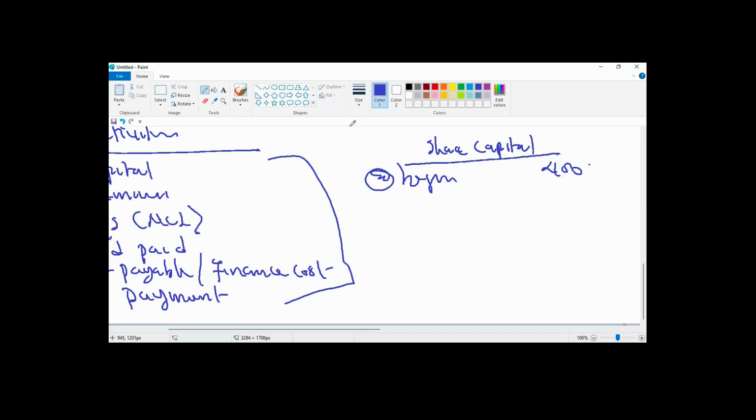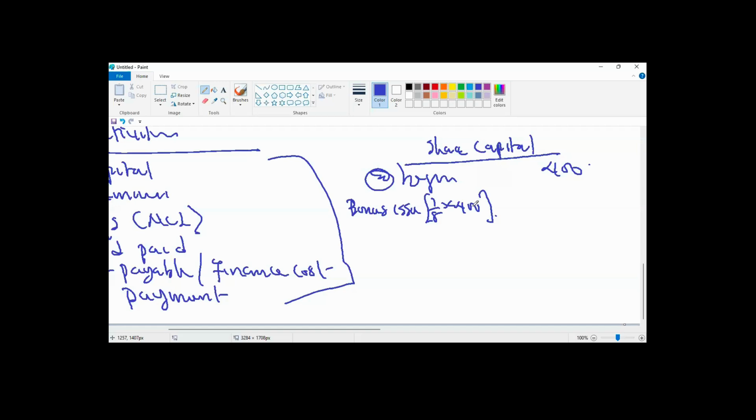1/8 times 400. That's 50. Don't forget, the bonus was given to existing shareholders without any payment, without any consideration in return. So is that clear?